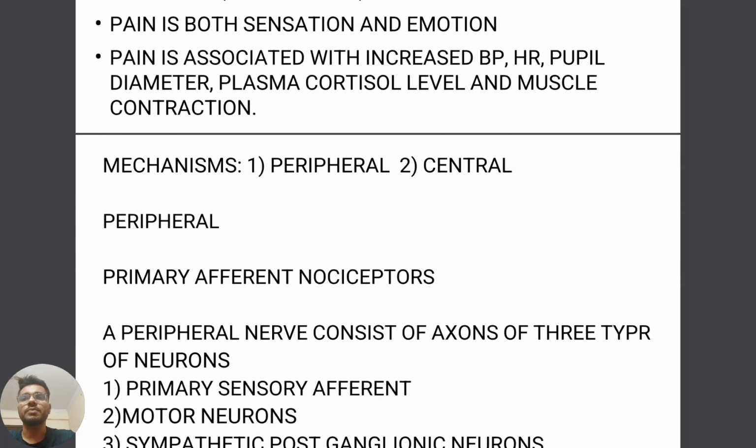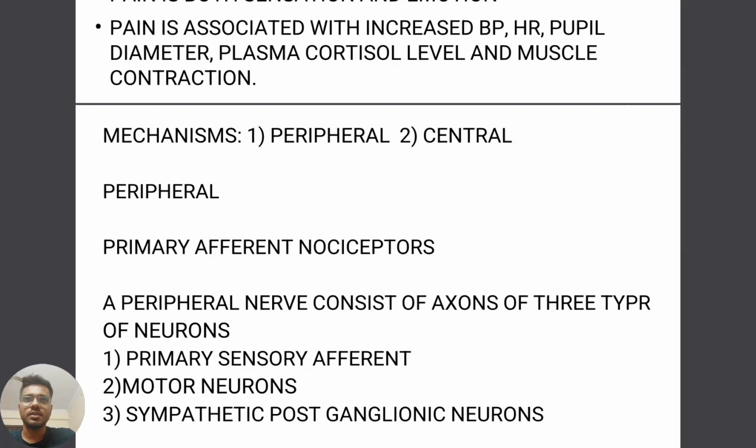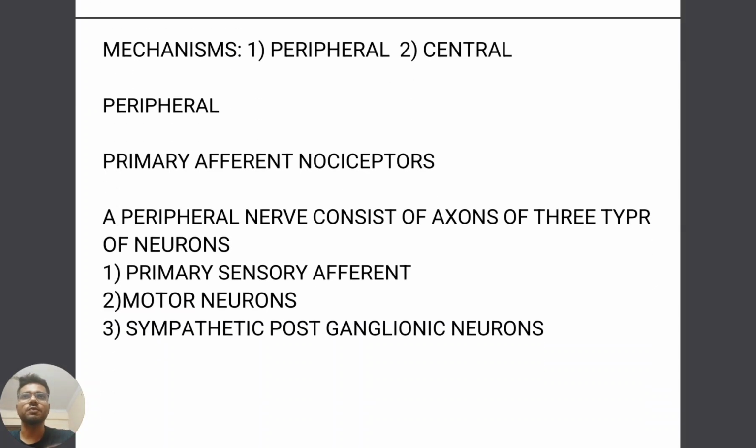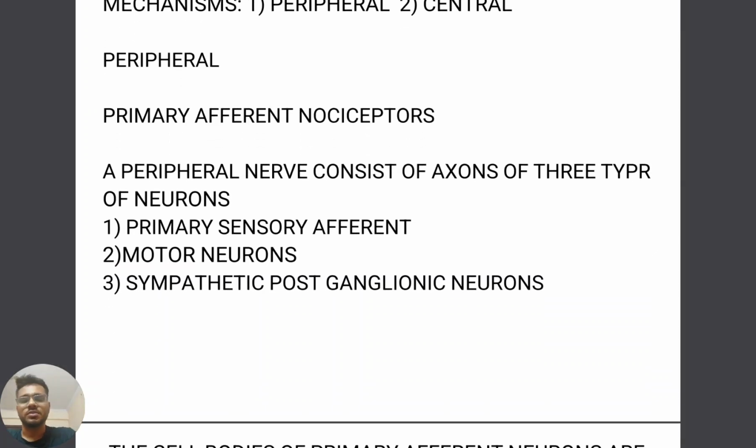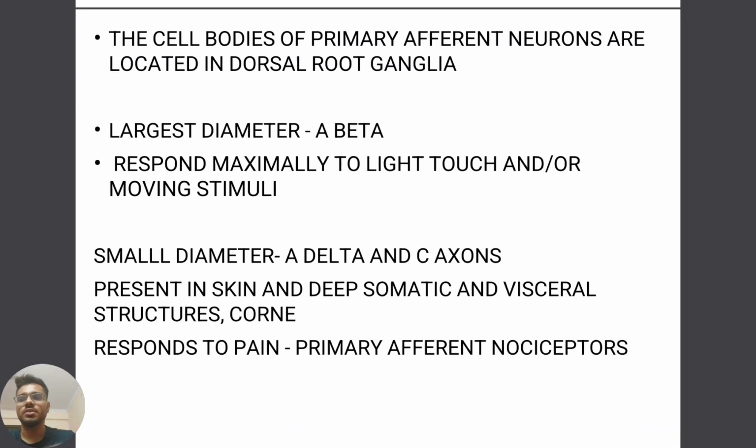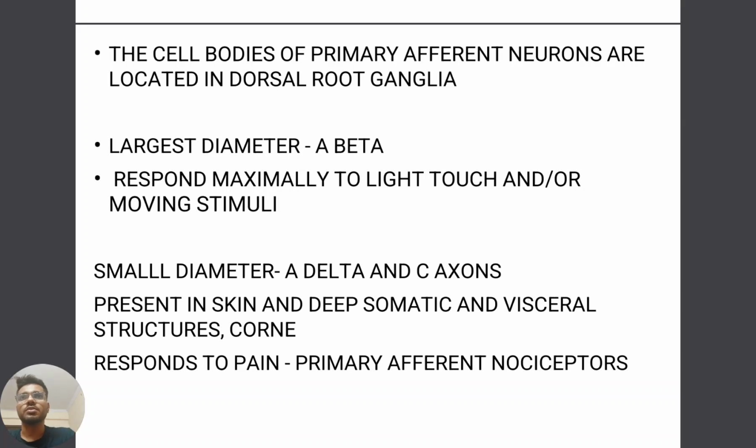Now there are two types of mechanism, peripheral and central. Peripheral mechanism is mediated by the primary afferent nociceptors. The peripheral nervous system consists of three different types of neuron: first, primary sensory afferents, motor neurons and sympathetic postganglionic neurons. The cell bodies of the primary sensory afferents are located in the dorsal root ganglia. Now these are the axons.